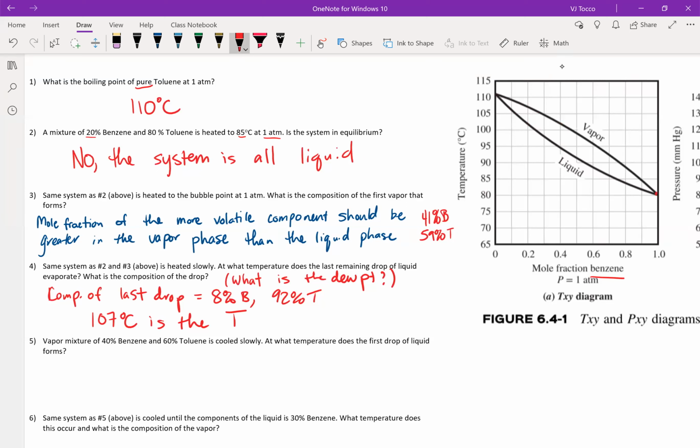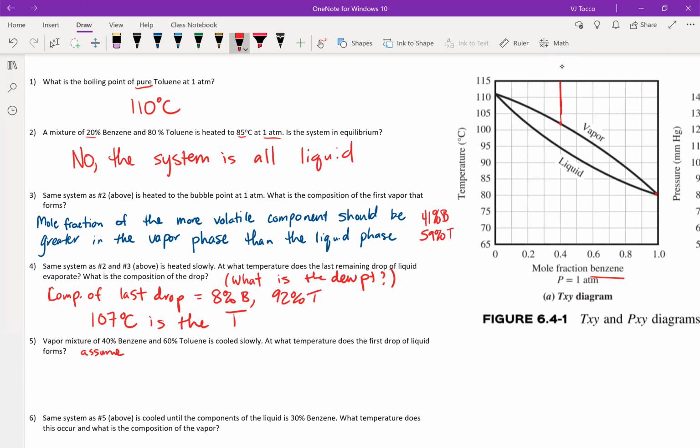So 40% benzene, 60% toluene is along this line. Once again, I'm looking for the dew point temperature, which is right there. I have to assume that this is at 1 atmosphere.